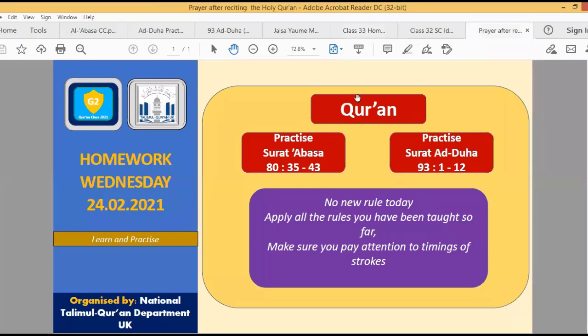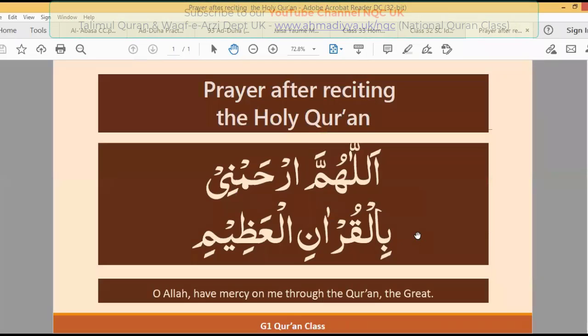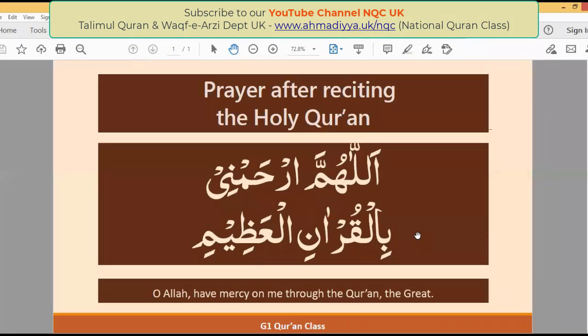And we have time for our dua at the end. What I'm going to do is recite it by myself, and I'd like you all to recite along with me. Please recite after me.